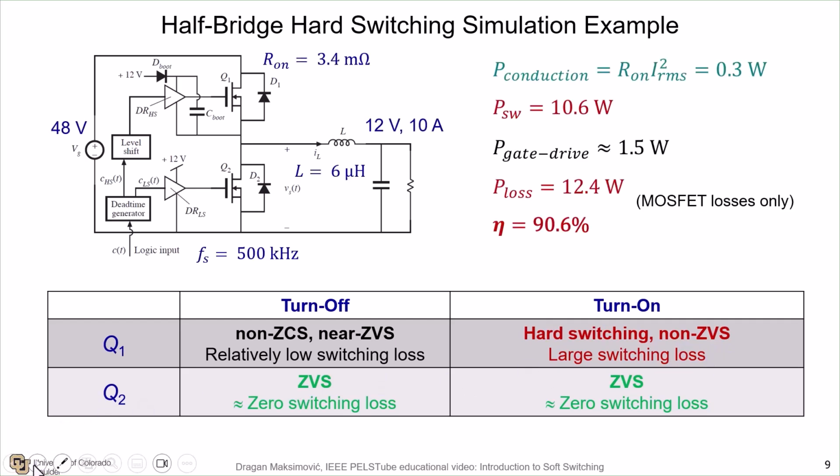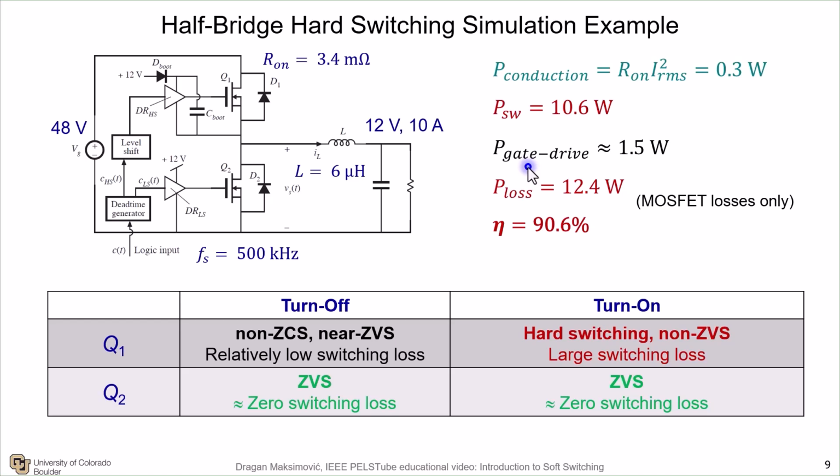As a simulation example, let's look at some numbers. Here we are using FETs with 3.4 milliohms of on resistance. We are supplying 10 amps at 12 volts, about 120 watts of output power, and we are switching at 500 kilohertz. The conduction loss is just the on resistance of these devices times the RMS current of the inductor, and that comes out to about 0.3 watts, relatively small conduction loss. Switching loss, on the other hand, is very large. It's more than 10 watts.